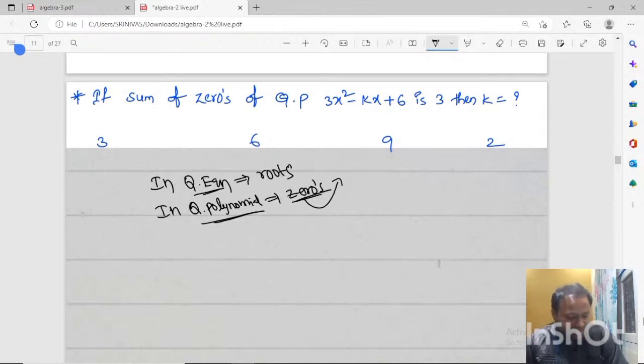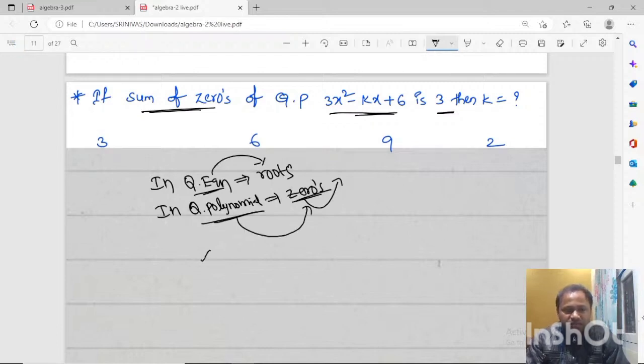Okay. Next. See this. If the sum of zeros of the quadratic polynomial is 3, sum of zeros of polynomial. Okay, welcome, Renuka. Good evening. Yes, the answer is 9. Sum of zeros, just as I told, in a quadratic equation roots, in a quadratic polynomial zeros. Sum of roots is nothing but alpha plus beta is equal to minus b by a. So that implies minus of minus k by a is nothing but 3. So hence k value is 3, 3 is 9. That is correct.